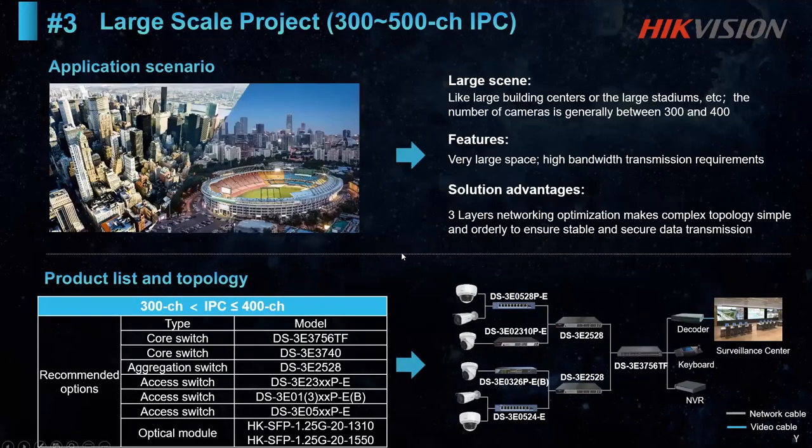And finally, talking about the large scale projects, where we have more than 300 and less than 400 cameras, we can definitely use a core switch. As you can see here, we are proposing 2 core switches and one aggregation switch, as well as 2 categories of access switches and also optical modules that you can use for this project. So depending on your requirement and the actual transmission distance, you can discuss and decide what kind of transmission medium you are going to use, whether electric or optical, and what kind of aggregation layers, access layer, and core switches you can put.